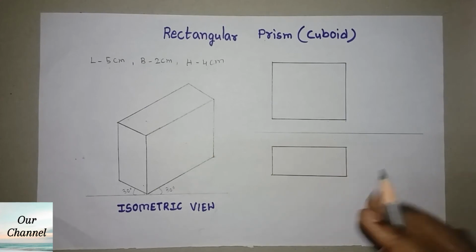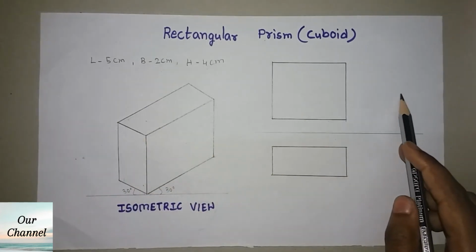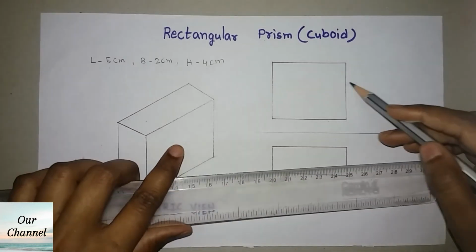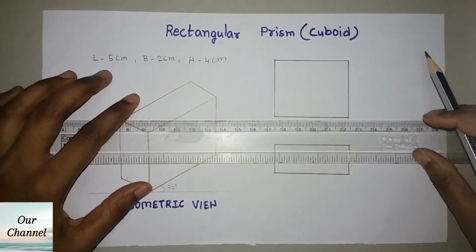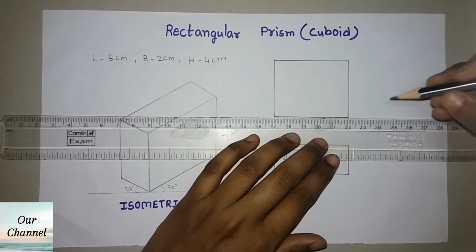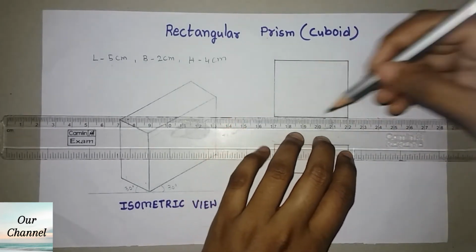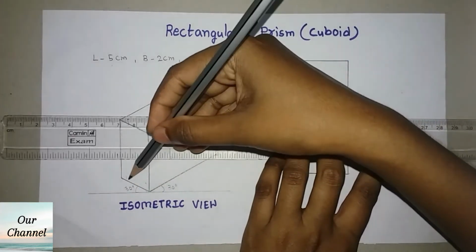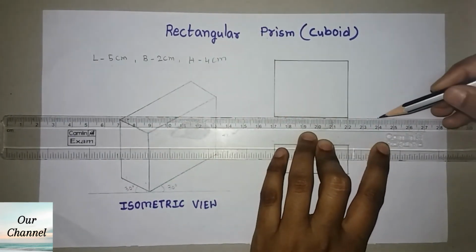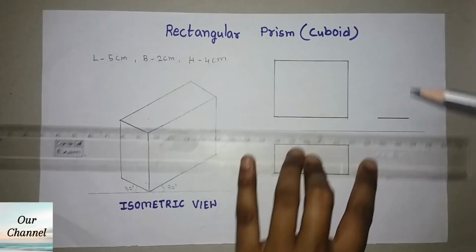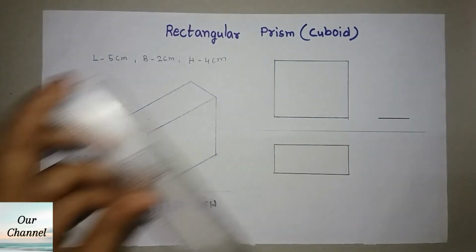Now we should draw the side view. Side view is this one. We will draw on this side. Maintain some gap. You can take a 2 centimeters gap. So I am taking a 2 centimeters gap here, and along this line only we should draw here. That is the breadth, 2 centimeters, and the height is 4 centimeters.